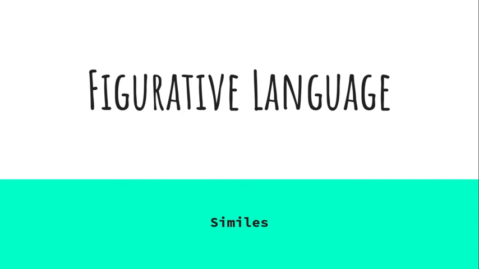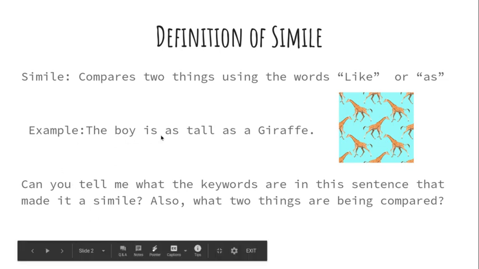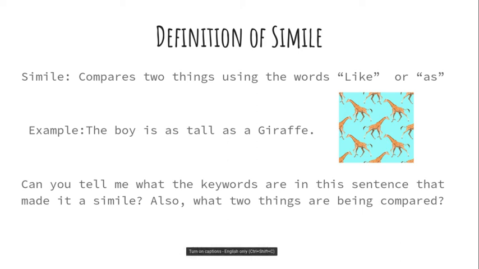All right, so let's look at our next slide. The definition of a simile, which you guys learned about in school, is that a simile compares two things using the words like or as. So remember, they're comparing two things using the words like or as. Here's an example right here. Let's read this sentence. It says, the boy is as tall as a giraffe.